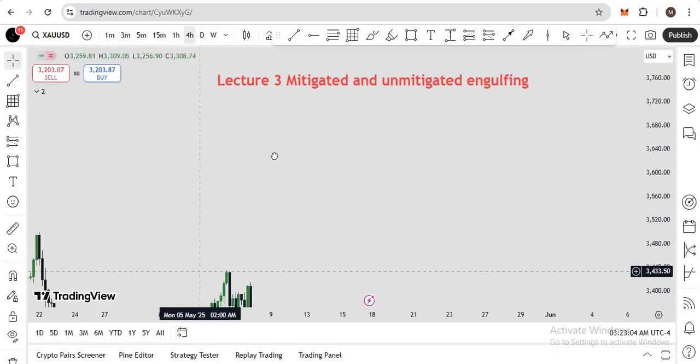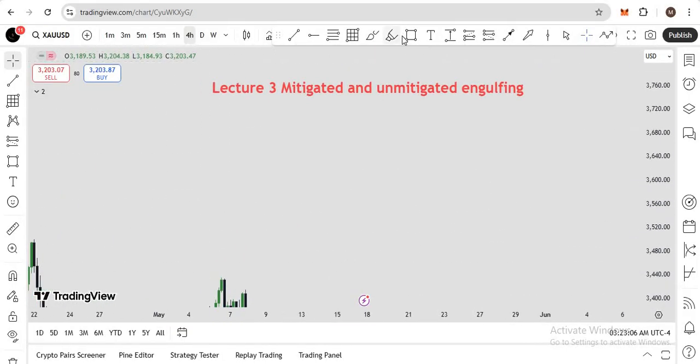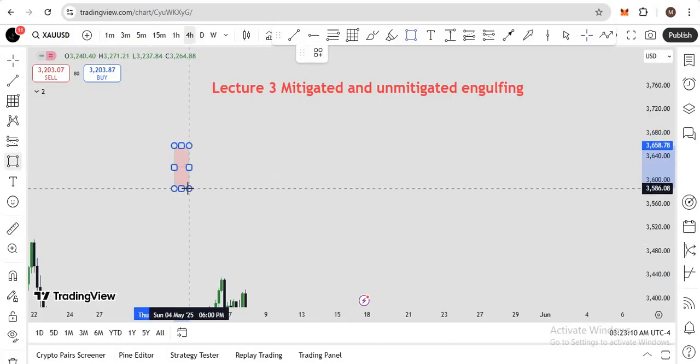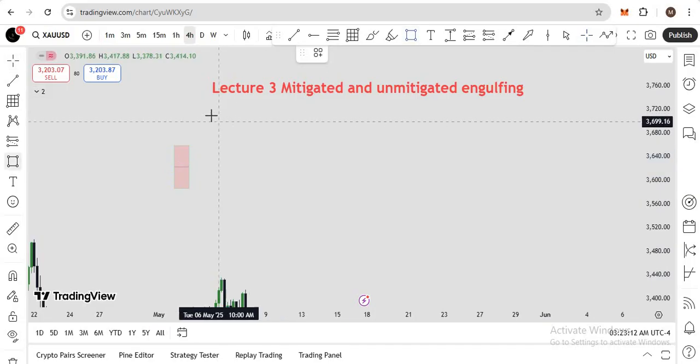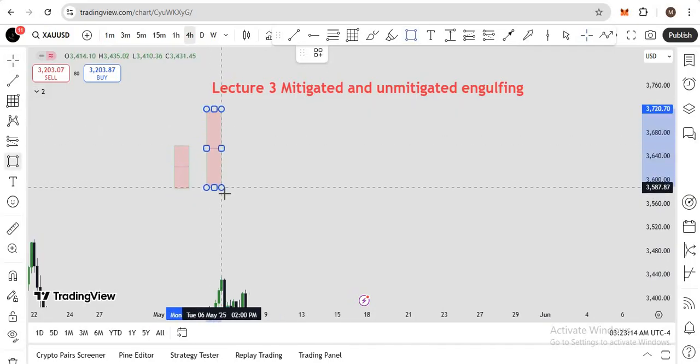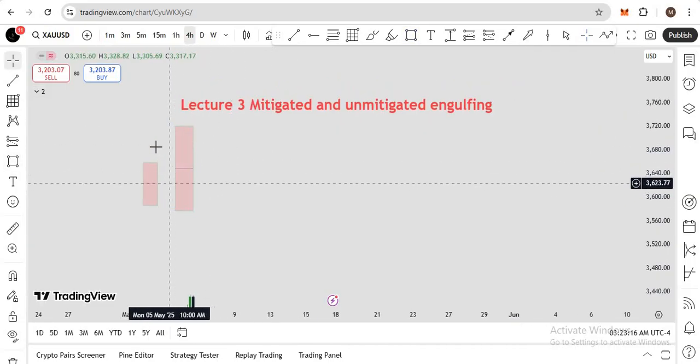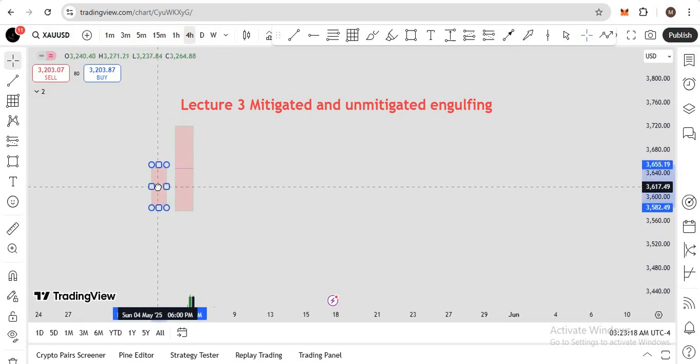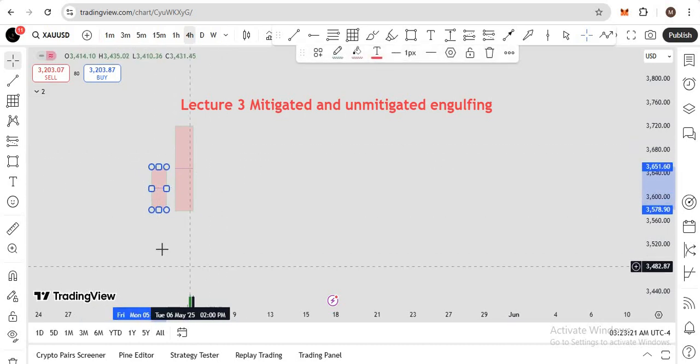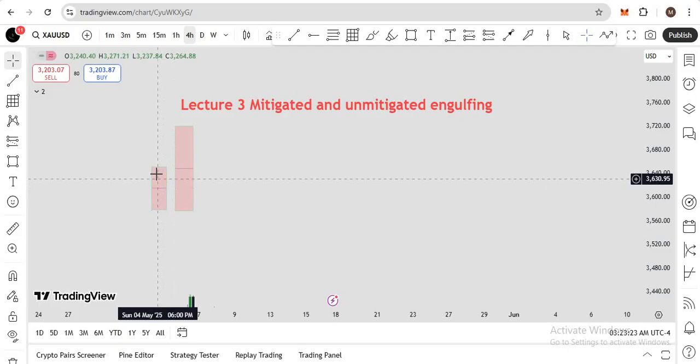Before I show you an example on the chart, I will explain a little bit of the theory. All things start with the basics. We have this engulfing, right? This is the basic engulfing. It looks like an order block: first candle and second candle. The wick also plays an important role here.